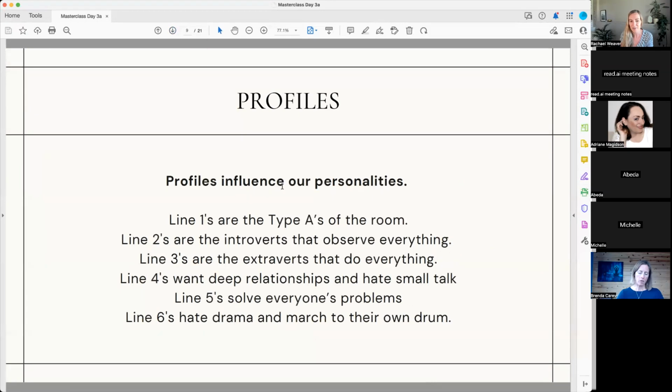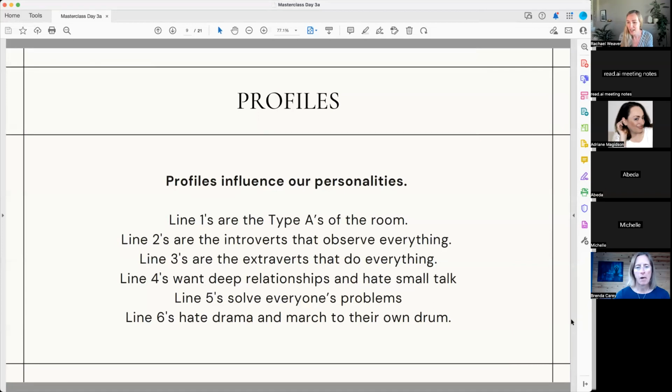And then I had a little fun with this. Your line ones are the type A's of the room when you think of how you show up online. Line twos are the introverts that observe everything. They're a little quieter, but you know they're paying attention to things that no one else is, maybe even sharing those little things you notice that no one else is noticing. Line threes are the extroverts that do everything, again sharing that experience of doing everything. Line fours are the deep relationships and hate the small talk. Line fives solve everyone's problems, or they want to. Line sixes hate drama and march to their own drum. This is just a fun little play.